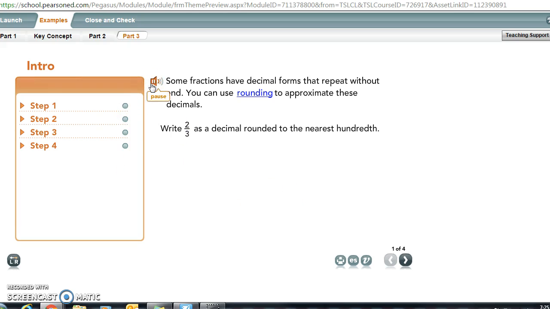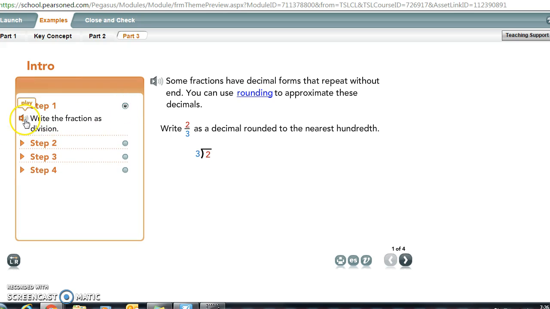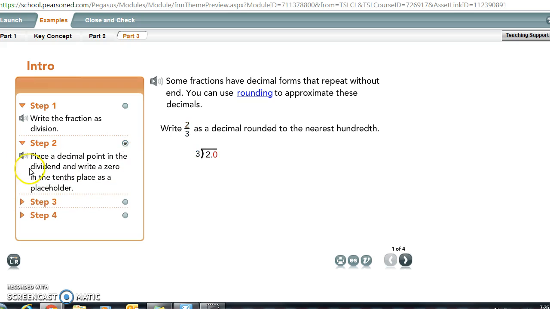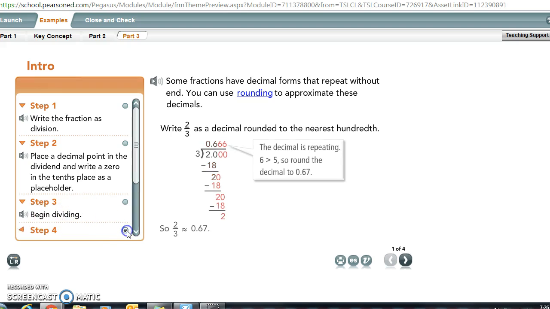Some fractions have decimal forms that repeat without end. You can use rounding to approximate these decimals. So they want you to write 2/3 as a decimal rounded to the nearest hundredth. Step 1 is to write the fraction just like we've been doing with division. Write the fraction as division. Step 2. Place a decimal point in the dividend and write a 0 in the tenths place as a placeholder. Just like we've been doing. Begin dividing.